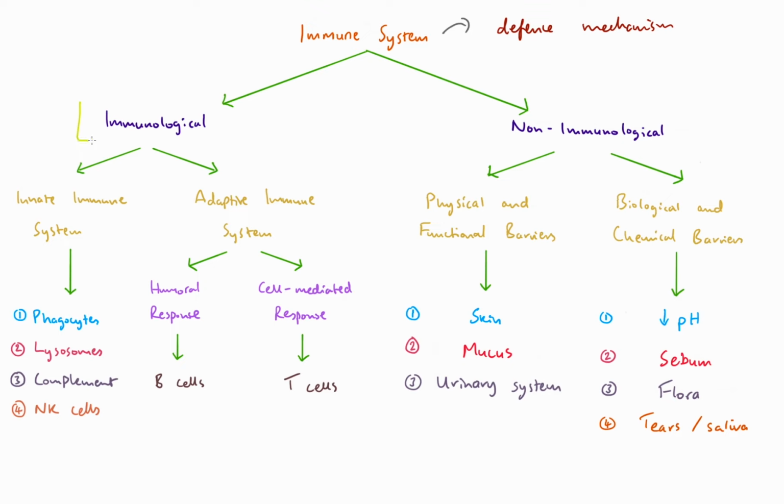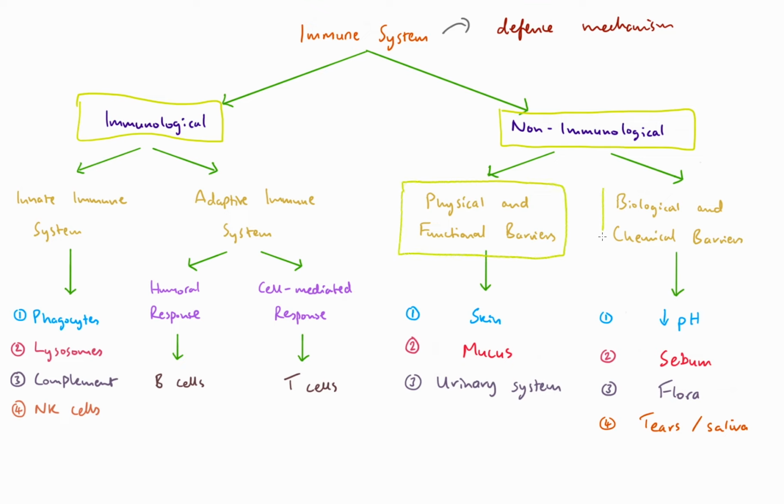Now, the first of these is immunological, which involves, on a cellular level, different cells and different responses. And then we've got the non-immunological component, which is on a larger scale, more to do with the tissues and the organs of the body. First of all, we want to look at the non-immunological part, which can further be split up into physical and functional barriers. And we've got our biological and chemical barriers too.